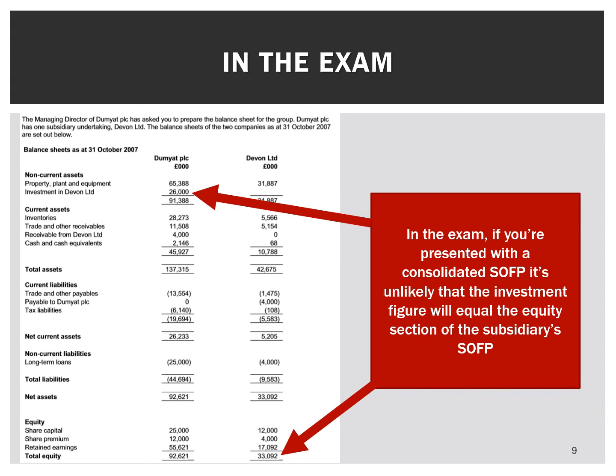And you'll see here that the investment figure in the parent company's balance sheet is 26,000, but if we look at the subsidiary company's equity section, that comes to 33,092. So if we cancel out this time the investment figure and the subsidiary company's equity section, and we merge together what's left, then the balance sheet won't balance anymore. There'll be an imbalance between the net assets and the total equity.